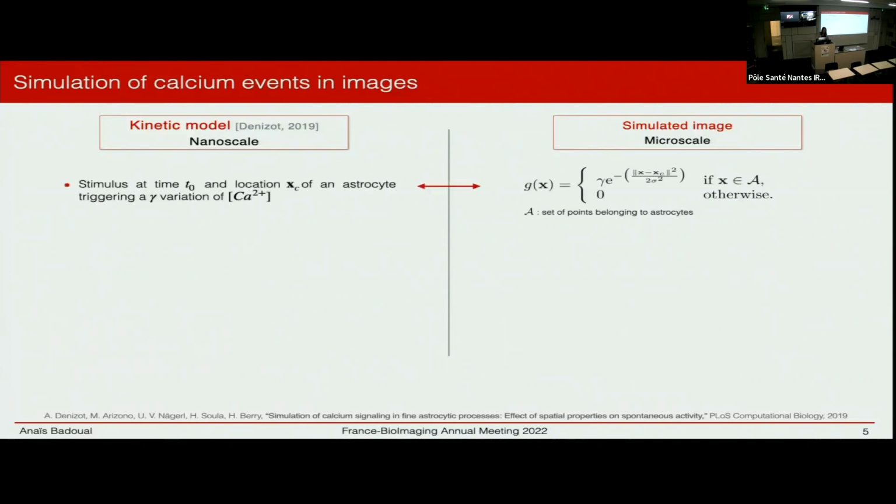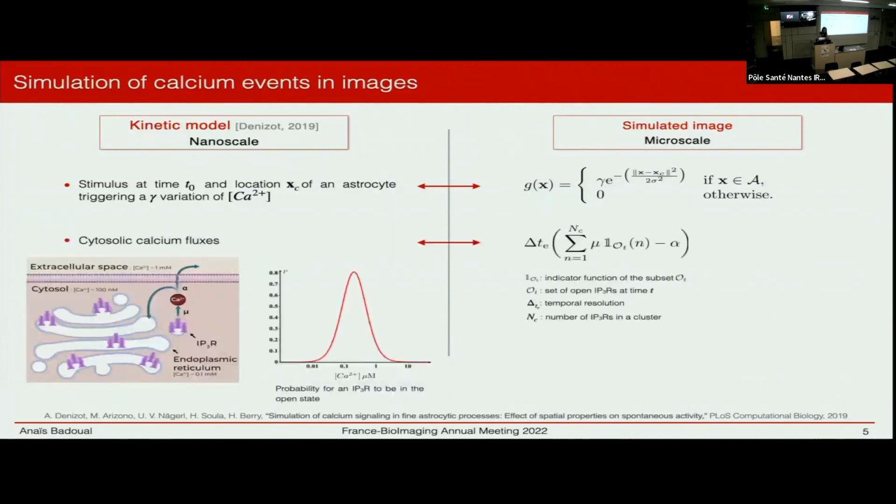So first, we consider that we have a stimulus, for example, coming from the synapses, at time t0 and location xc of an astrocyte that triggers a gamma increase of the calcium concentration in the cytosol. In our image, we model this stimulus by a Gaussian function, which is centered in xc and of amplitude gamma. And we limit this Gaussian function only to the pixels that belong to the astrocytes and not to the background of the image.